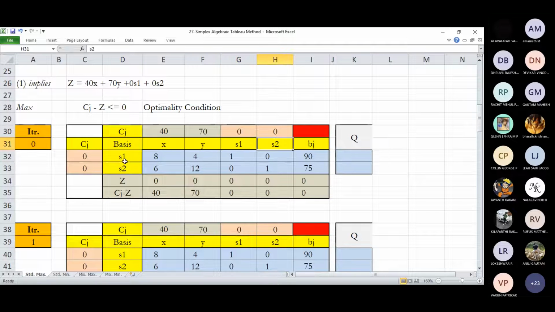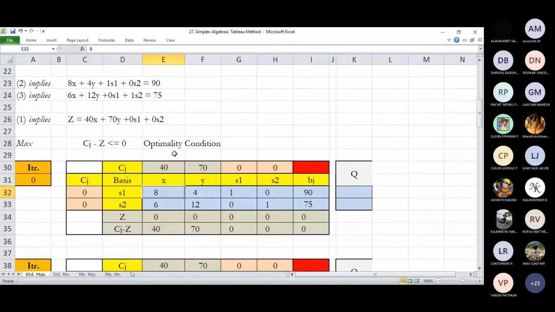Since we don't have an artificial variable, otherwise we would have to include that as well. Luckily, in the standard maximization case, we have s1 and s2, and the coefficients are given, so I just put them directly here.